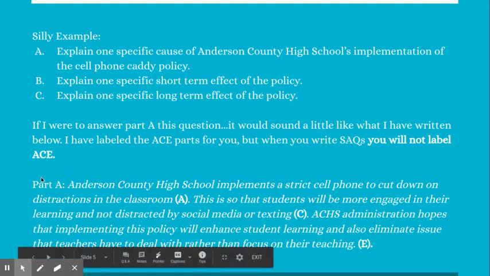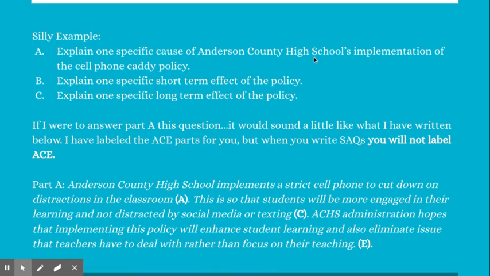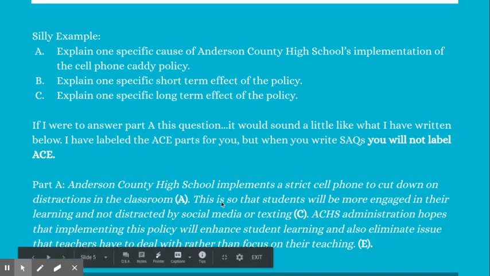So part A. It asked, explain one specific cause of Anderson County High School's implementation of the cell phone caddy policy. Okay, here's my answer. Anderson County High School implements a strict cell phone policy to cut down on distractions in the classroom. That is my answer. Okay, so what is my cite? What is my proving here? This is so that students will be more engaged in their learning and not distracted by social media or texting.